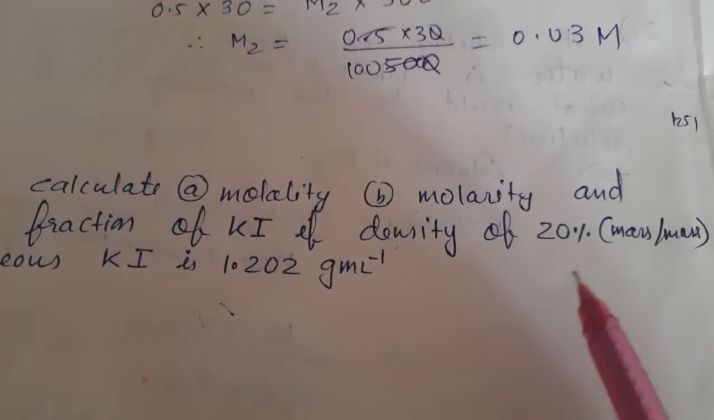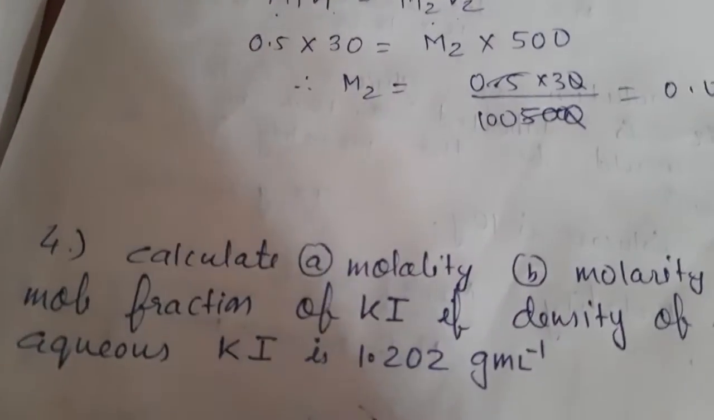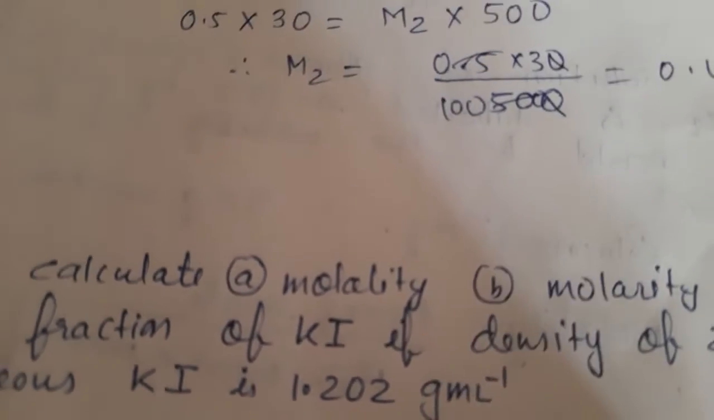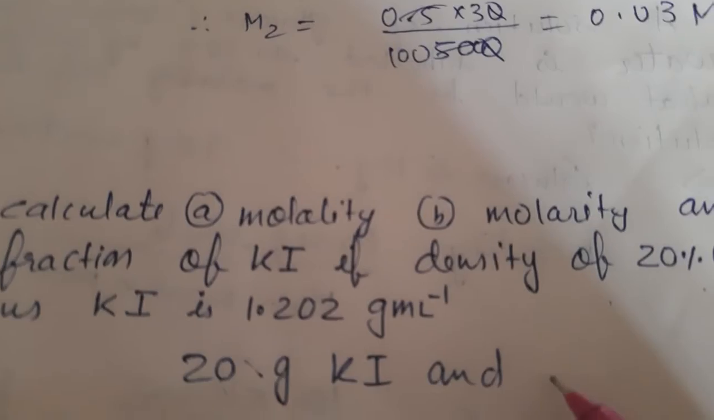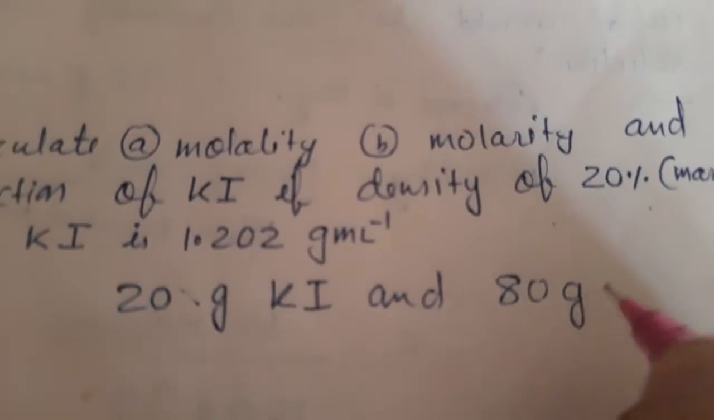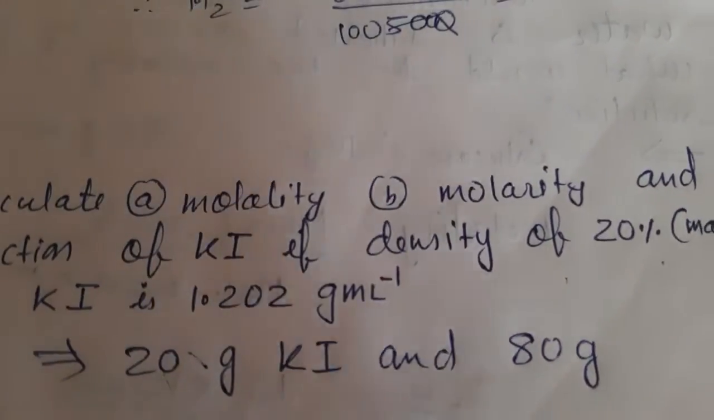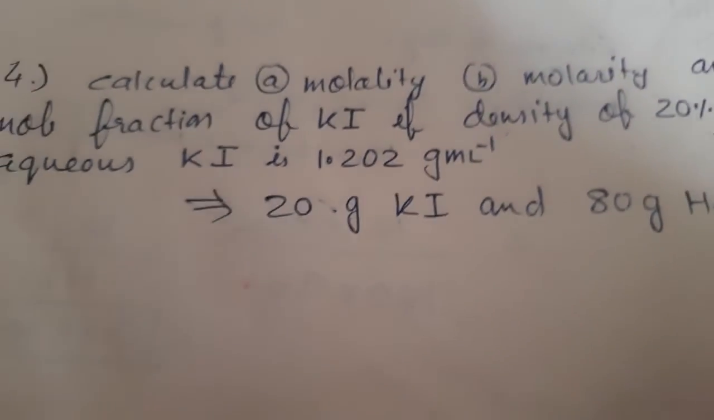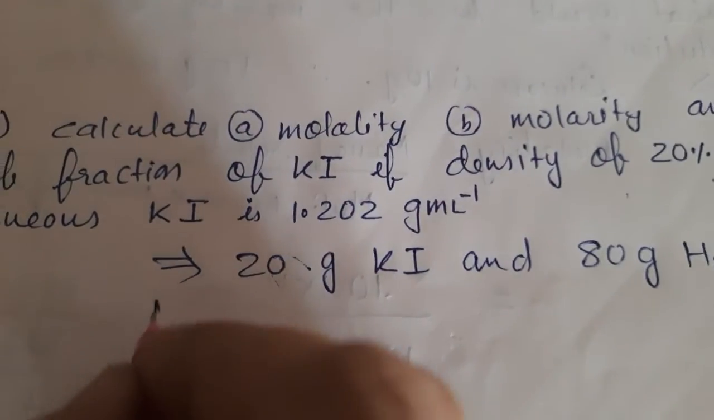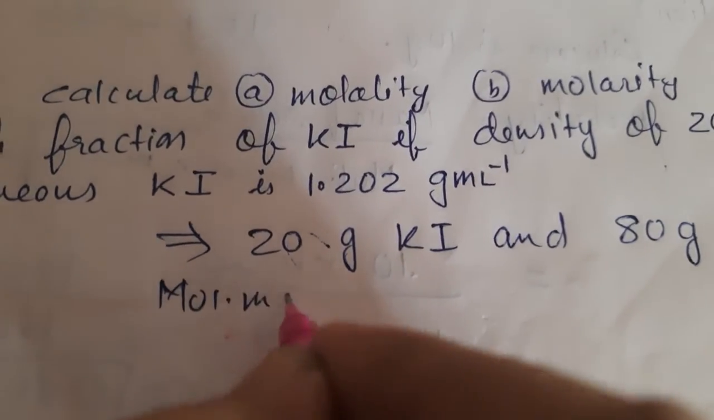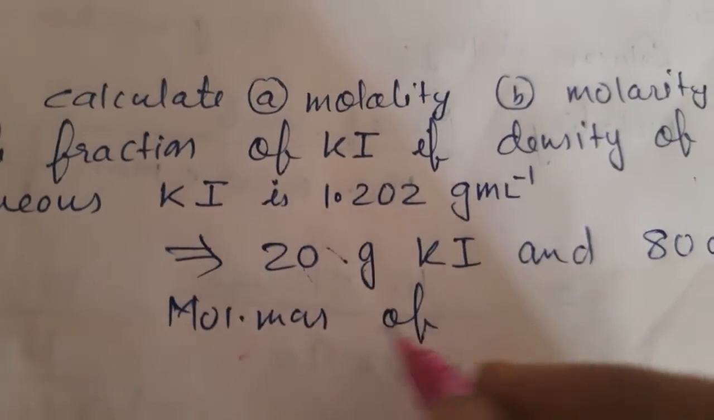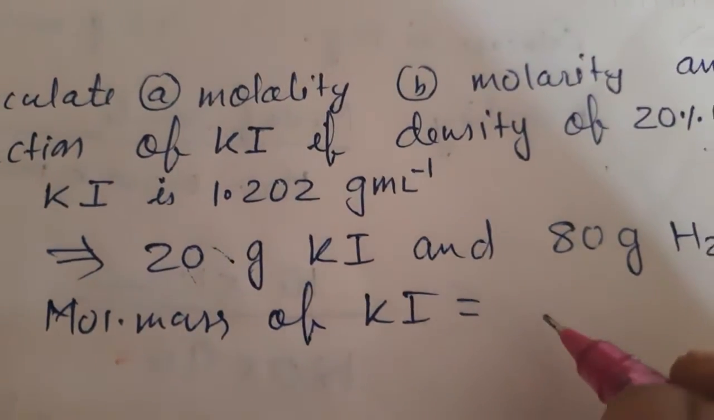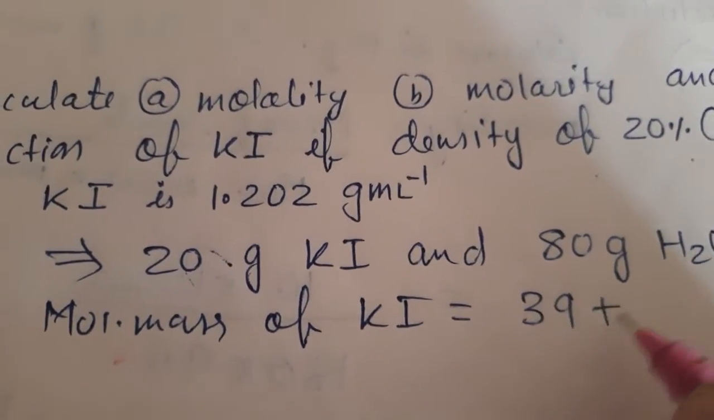Density in mass percent is 20. So 20 gram KI, potassium iodide, in aqueous solution, so 80 gram water. That should be the main point we have to understand. 80 gram H2O. When we have calculated this, let us find the molar mass of KI. Potassium iodide. Potassium is 39 and iodine is 127.